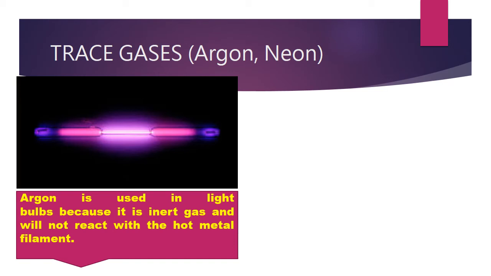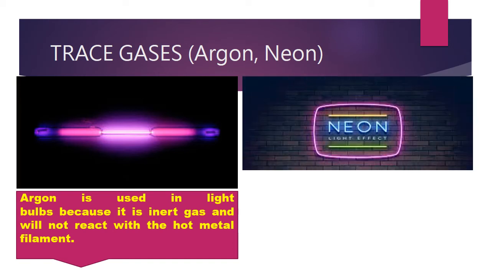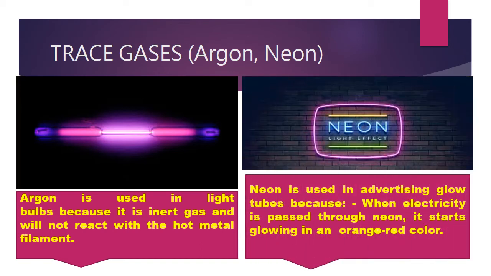You might have seen the neon signboards on the roadsides. Neon gas is used in advertising glow tubes because when electricity passes through neon gas, it starts to glow with an orange-red color. And this color looks so nice.